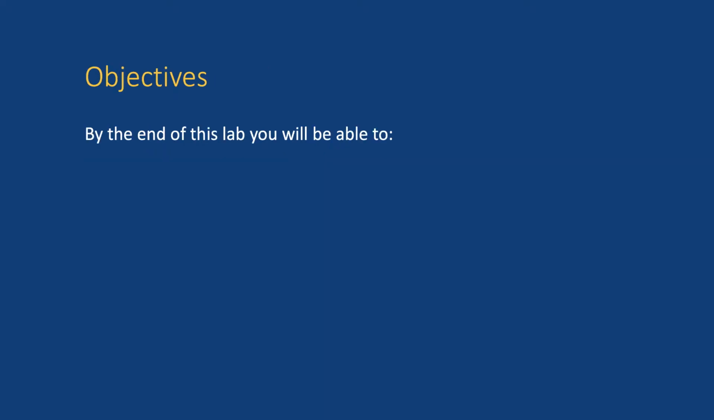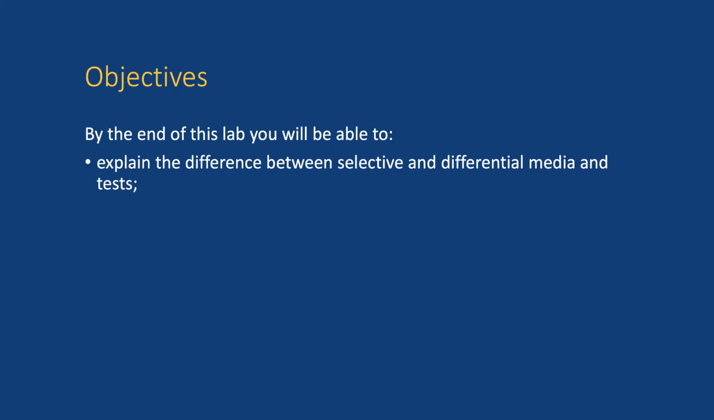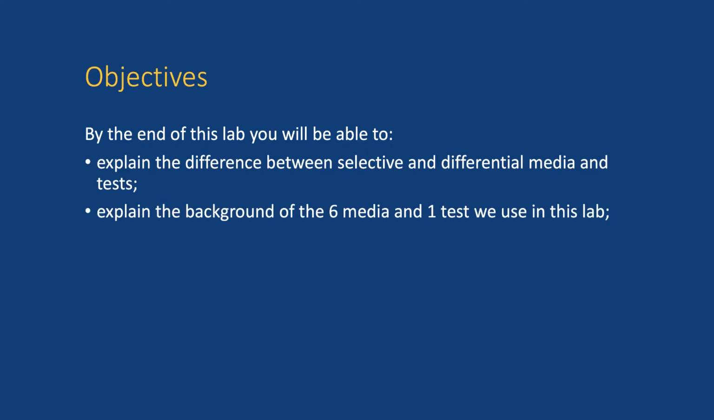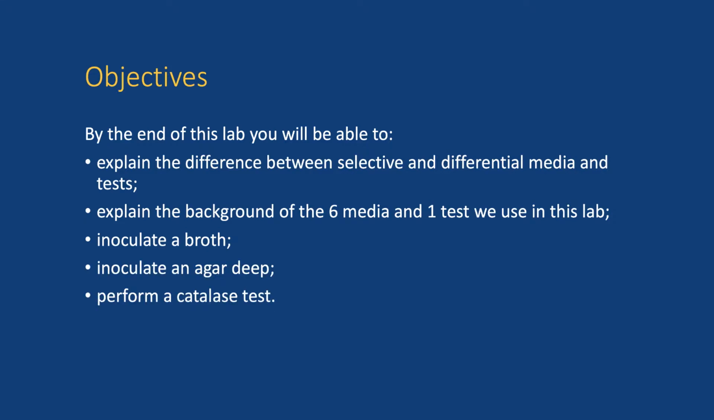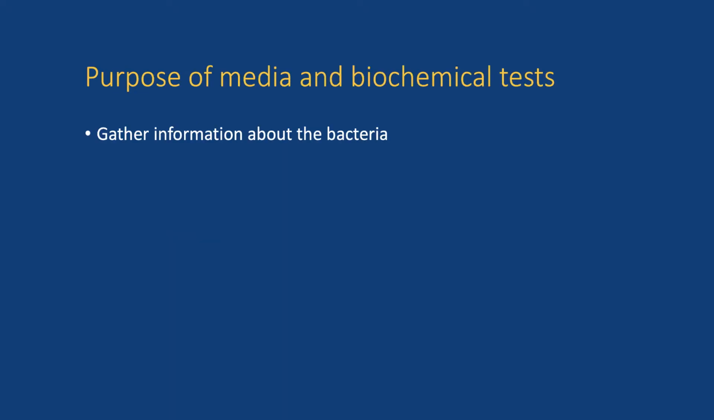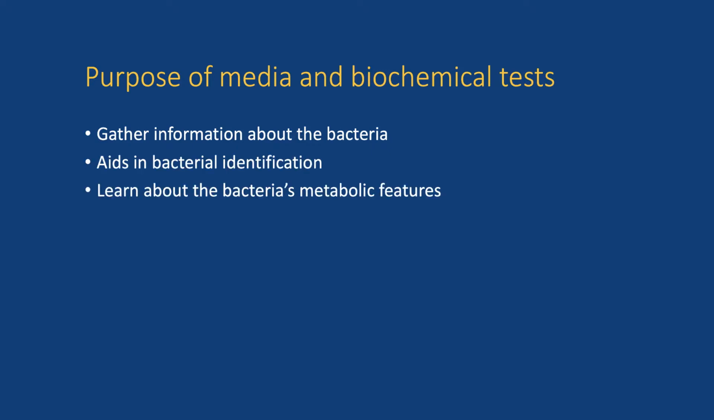By the end of these activities, you will be able to explain the difference between selective and differential media and tests, explain the principle of 6 different media and 1 biochemical test that we use in this lab, inoculate a broth, inoculate an agar deep, and perform a catalase test. The purpose of these media and the test are to gather information about the bacteria, which may be used to identify the bacteria and teach you more about their biochemistry.